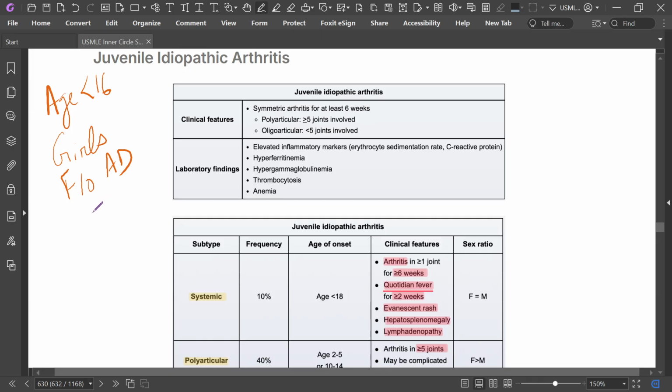If you think about the clinical features of JIA, multiple joints may be involved. If more than 5 joints are involved, it is called polyarticular. It may be less than 5 joints, which is oligoarticular, with symmetric arthritis for at least 6 weeks. So symptoms for more than 6 weeks, and systemic symptoms may be present or not.